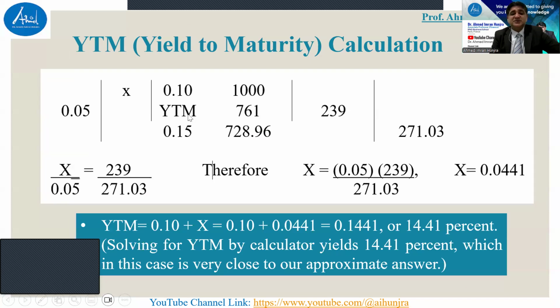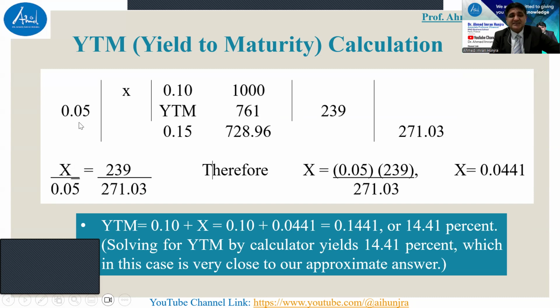So in this example, we need to find the YTM, which is 761, and because the bond was traded at a discount, the assumed rate should be more than the coupon rate, which is 10%. So we assumed 15%, which gave us a value of 728.97. For these two, the YTM lies between 10% and 15%, and we name it X. The difference between 10% and 15% is 5%, meaning 0.05. The difference between 1000 and 761 is 239. The difference between 1000 and 728.96 is 271.02. We need to find X.